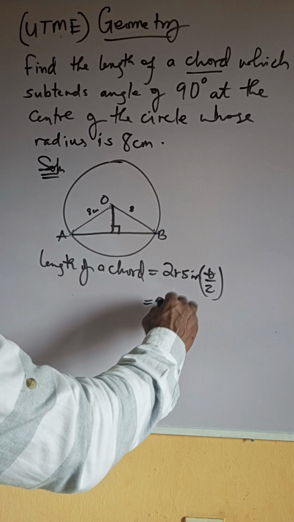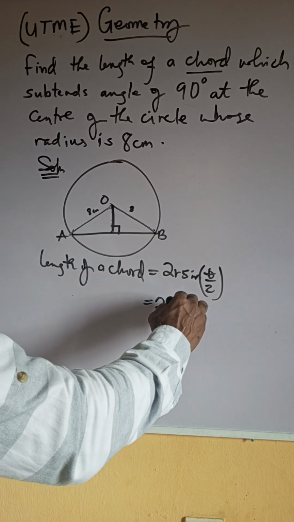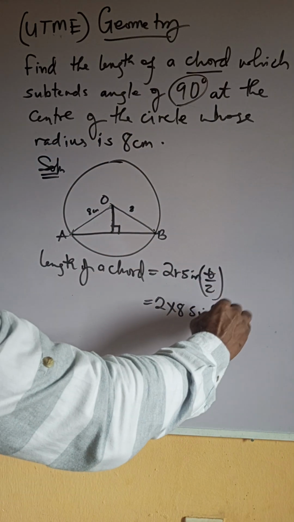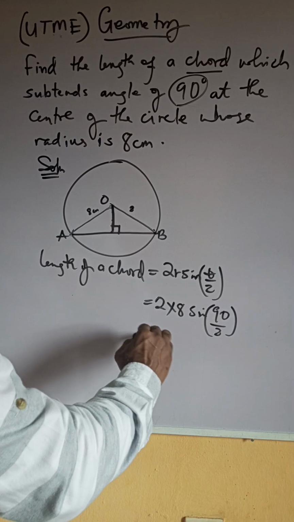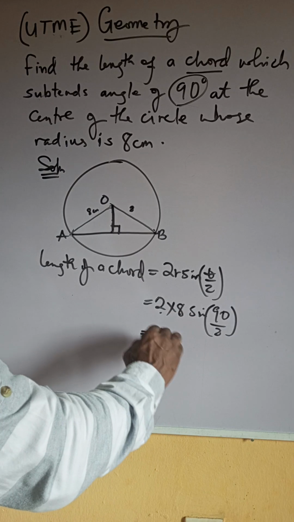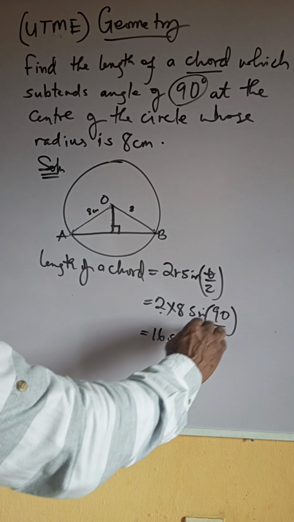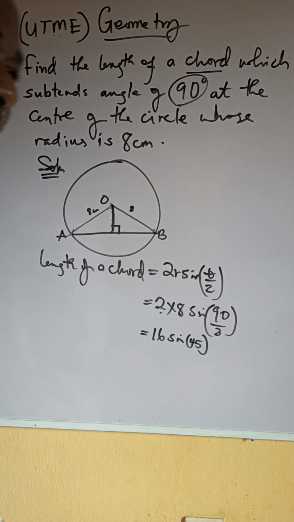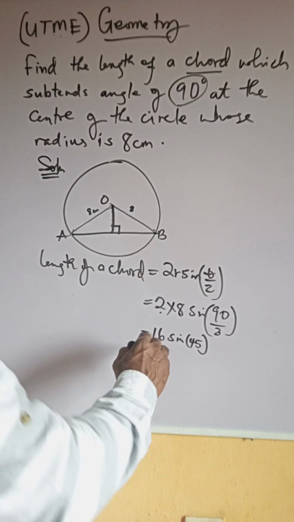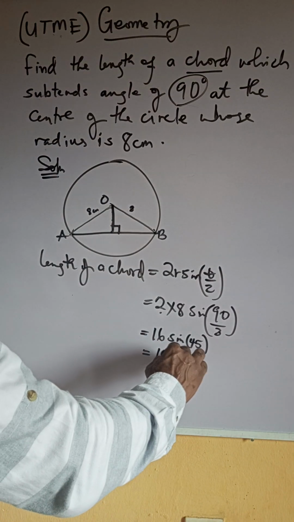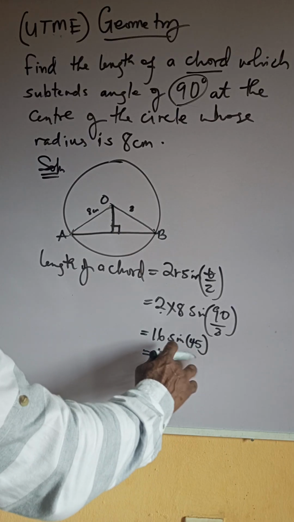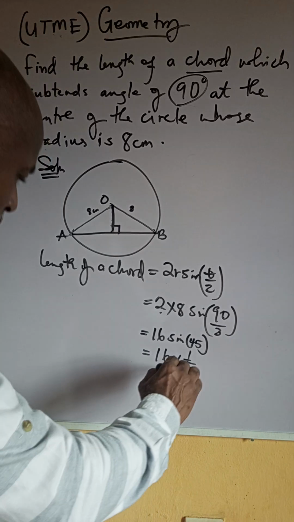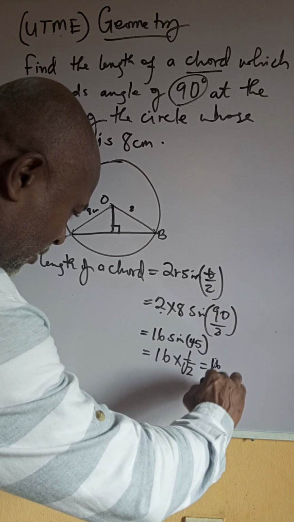which is equal to 2 multiplied by r. R is the radius, okay? Then sine, the angle we're given is 90 degrees divided by 2. So this implies 2 times 8 is 16 multiplied by sine of 90 over 2, which is 45. Remember, sine 45 is one of the special angles, and it has its value as 1 over root 2. So 16 multiplied by 1 over root 2, okay? All right, so we'll have 16 over root 2.